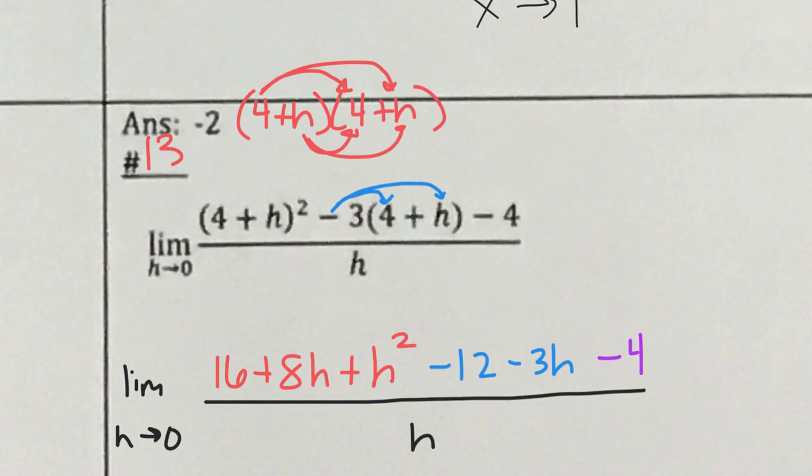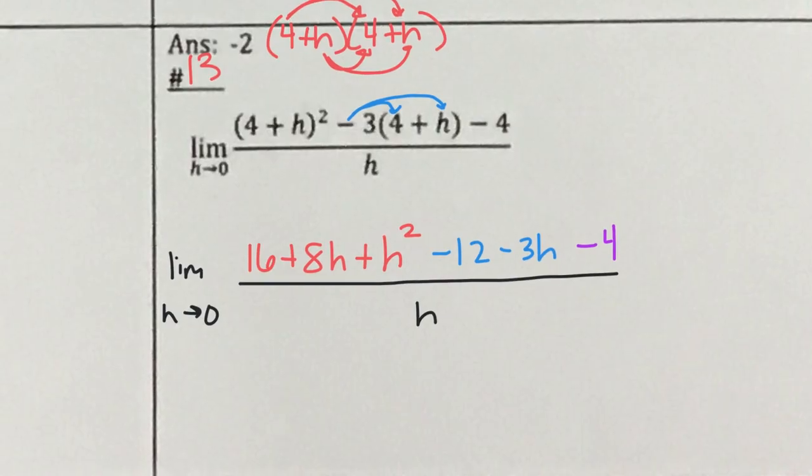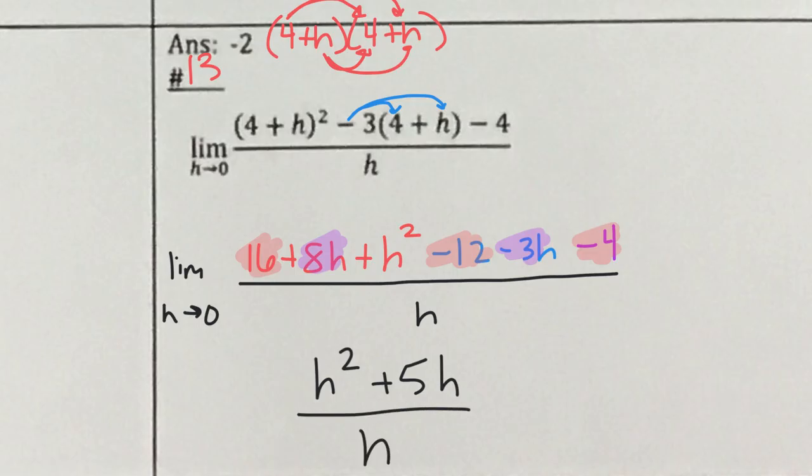Okay, let's see. Anything to combine? I guess I have some h's. I have an 8h here and a 3h there. Right, I can combine those into a positive 5h. I have 16 minus 12 minus 4, which is 0. Okay, so those ones get rid of each other. So I have h squared plus 5h. That's all I have left, all divided by h. Right, 16 minus 16 is 0. 8 minus 3 is 5, and I have an h squared.